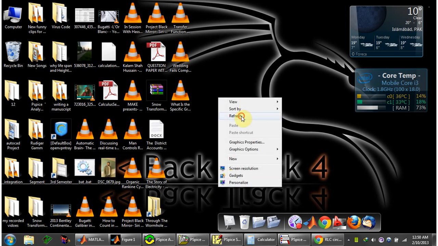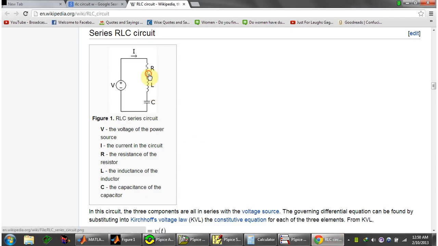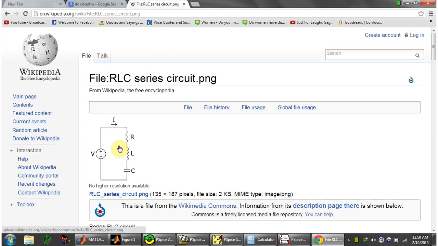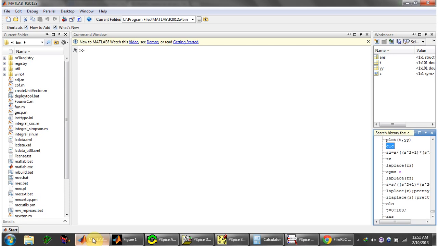Hello, hi everybody. Today I'm going to try to solve an RLC circuit like this one. First I will solve it by using the Laplace transform to get the answer in time domain, and then I will plug the values of t into the function to get a graph. Then I will try to verify the graph using a software called PSpice. It is a simulation software for electrical circuits. So let's start.